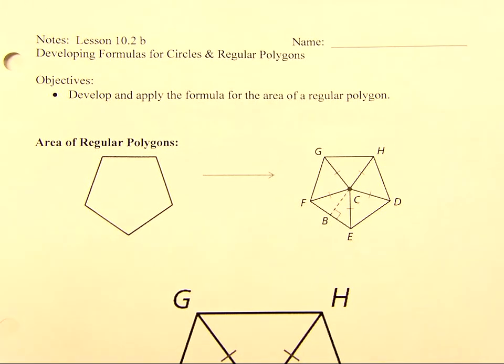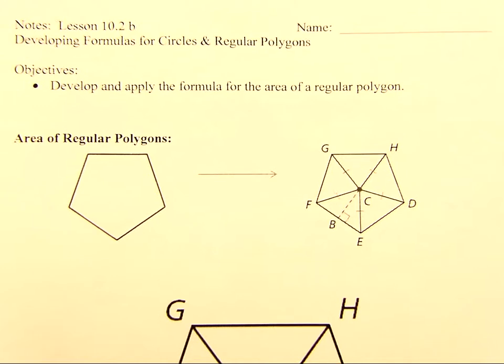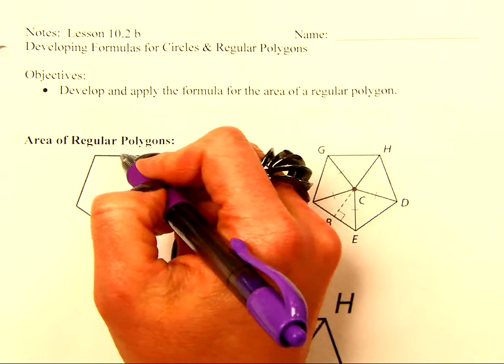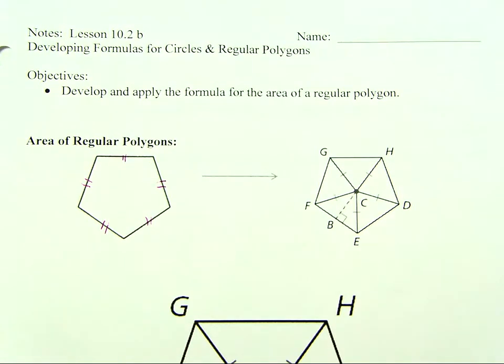In the second part of lesson 2, we are going to talk about finding the area of regular polygons. When we talk about this, we're talking about a polygon that is equilateral, meaning all the sides are the same, and also equiangular. So a regular polygon can be a pentagon, a hexagon, octagon, a heptagon, any of those.